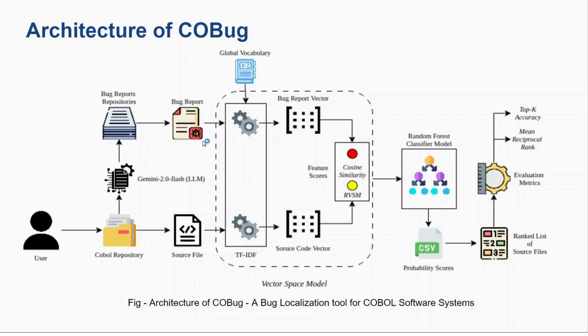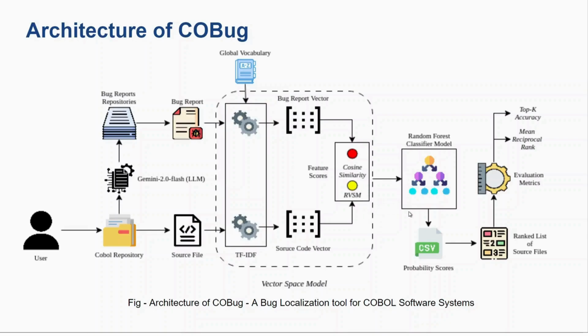Bug COBOL file pairing. Each bug ID is paired with all the COBOL files in the repository, and these pairings are labeled as either 1 for the ground truth file or 0 for the other files. Feature extraction. The next step is converting the text data into a format suitable for machine learning. The tool uses TF-IDF vectorization to represent the bug reports, combining bug summary and bug description, and COBOL files numerically. It calculates cosine similarity and rBSM to measure the relevance between the bug report and each COBOL file.